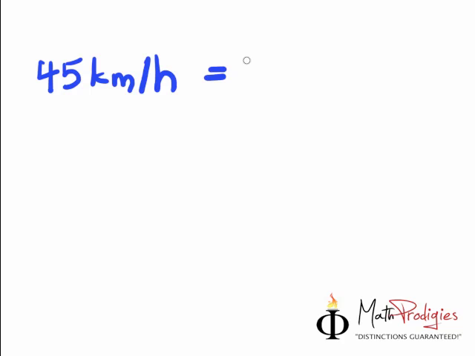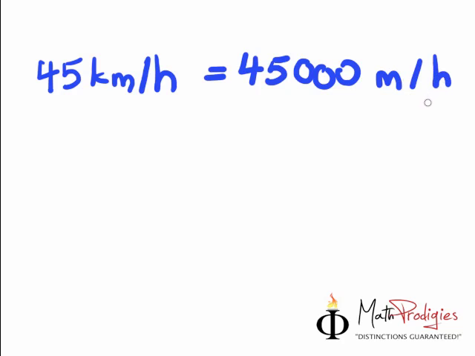So how do you change kilometers to meters? You times 1,000. So 45 times 1,000 gives you what? 45,000. And you write behind it meters per hour. Has it changed to meters per second yet? No, it hasn't. So we take it step by step. 45,000 meters. We copy this, okay?